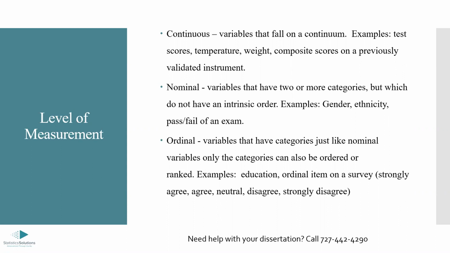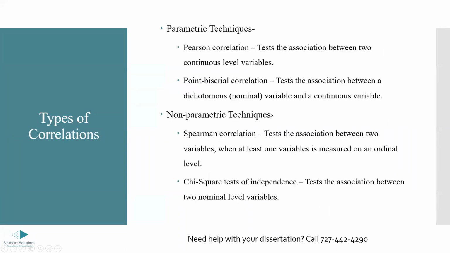An ordinal variable is a subset of a nominal variable, but the possibilities in an ordinal variable are ranked or ordered. So something like education, you go from high school, college, master's, doctorate. There's a natural progression. That is an ordinal variable. And individual items on a Likert scaled type survey. The individual item is ordinal because you have discrete categories, but it is following a ranking. That would be an ordinal example. So we have continuous, nominal, and ordinal.